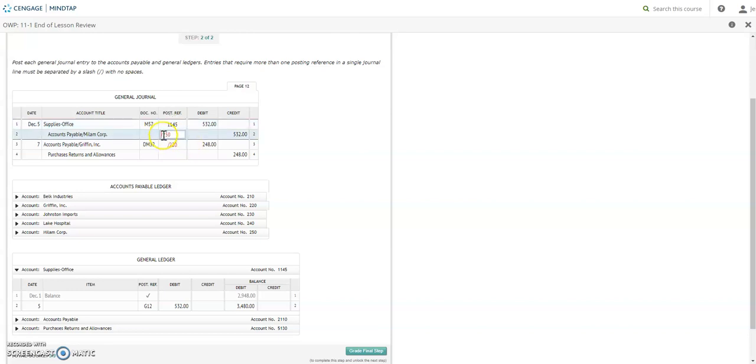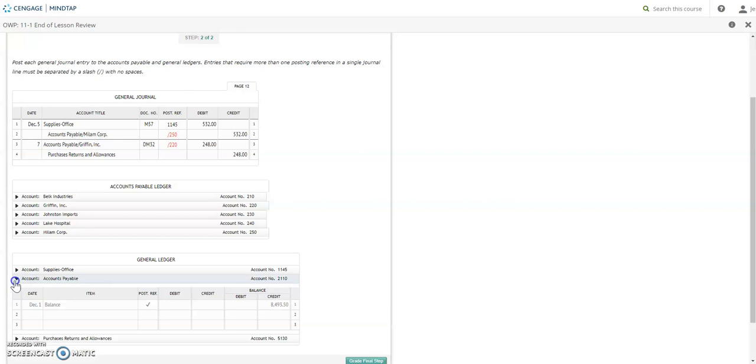Now this, since I have that slash there, I need to look at the account in front of that slash. So accounts payable is where I'm going to go next. The date is the 5th, post reference G12. And then this time I have a credit of $532. I have a credit and a credit. So again, I'm going to add. My new balance is $9,025.5. And account number 2110 will go in front of that slash. And then it turns to black, showing that I am done posting that one.